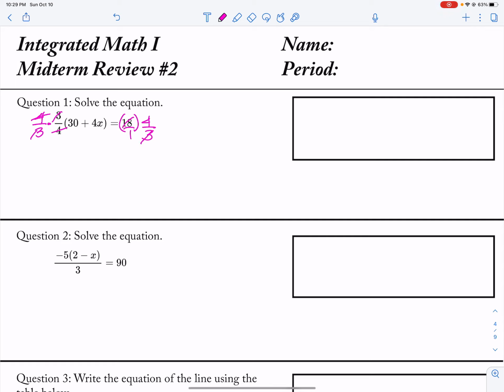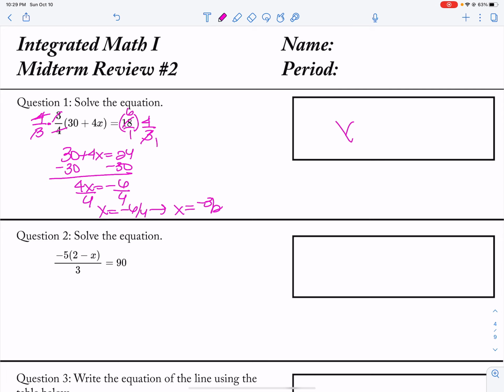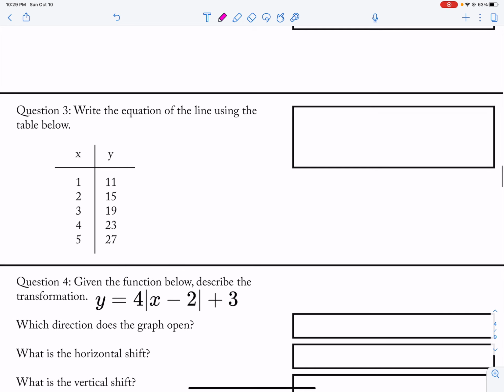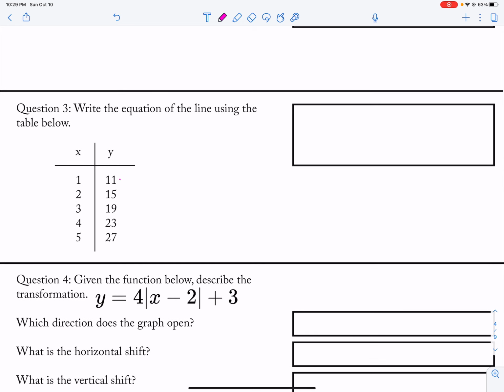So remember that the 6 and the 3 goes into itself once and it goes into 18 6 times. So this is 30 plus 4x is equal to 24. Subtract both sides by 30, so I get 4x is equal to -6. Divide both sides by 4, so I get x is equal to -6/4, which you must reduce to -3/2.